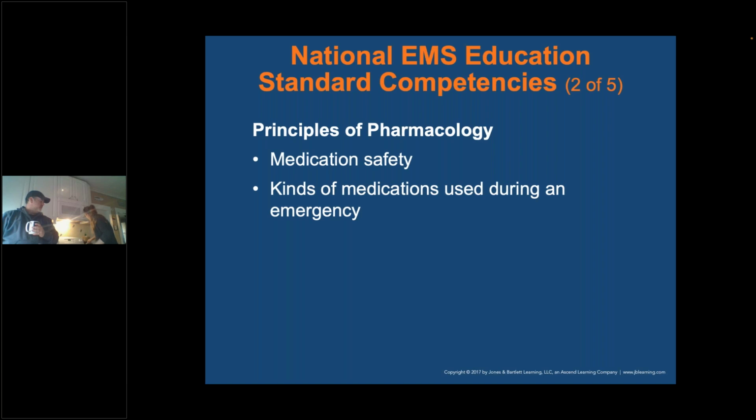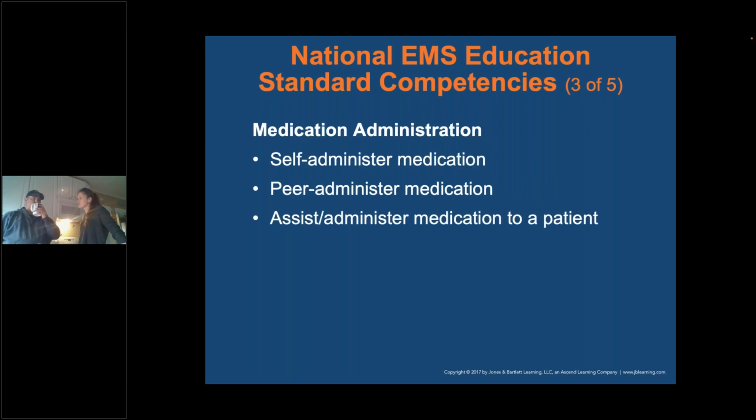Also with pharmacology, once you start learning more, the other medications like over-the-counter stuff that patients take or prescription meds will really assist you in finding out patient medical history, especially if they're unconscious. You'll be able to look at the medication and say, oh, they probably have this, this, and this, and you have something that you can go by. Medication administration is part of the competency with self-administered meds, peer-administered meds, and assist-administered medications to a patient.